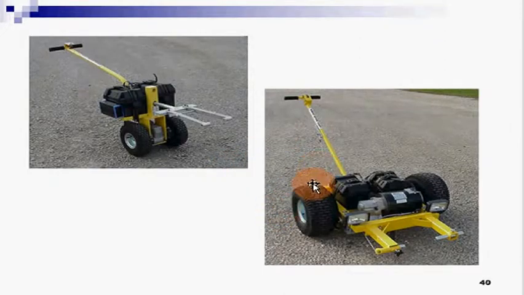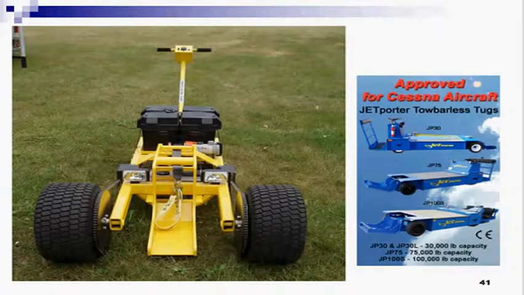These are the towing machines. And towing machines could be used for manual towing, so that could also be a helpful tool for towing purposes. This is a towing machine, and I have chosen some of the approved for Cessna aircraft. These are the approved Cessna aircraft towing tractors or the tugs which could be used on a Cessna aircraft.